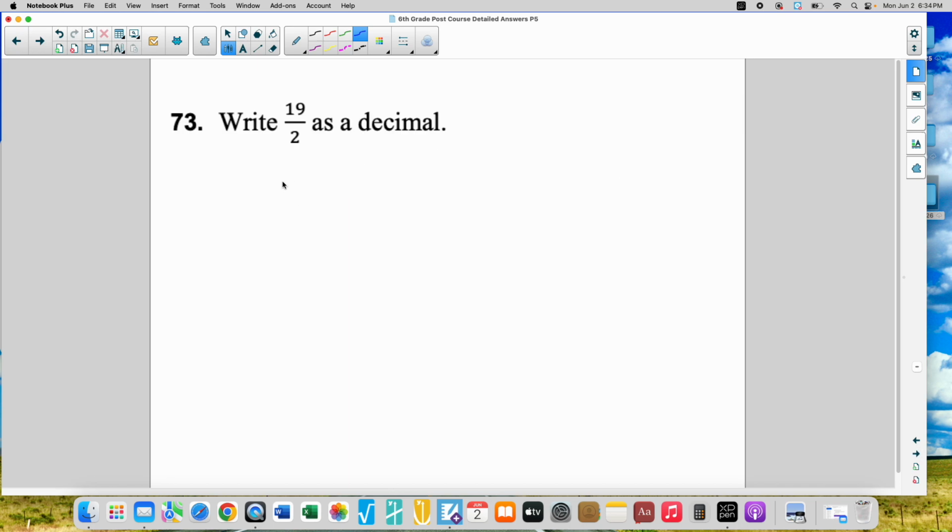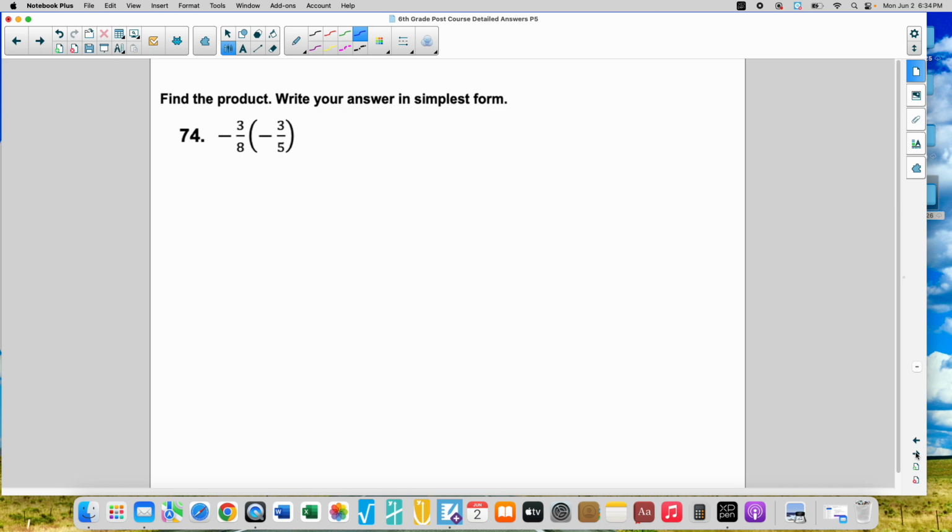Right. 19 over 2 as a decimal. So there's a couple ways we can do this. We can divide 2 into 19, put our decimal point. 2 goes into 1, does not, goes into 19 9 times. 9 times 2 is 18. Subtract, add a 0, bring it down. You got 5. So as a decimal, that is going to be 9.5 for 73. That's the easiest, most efficient.